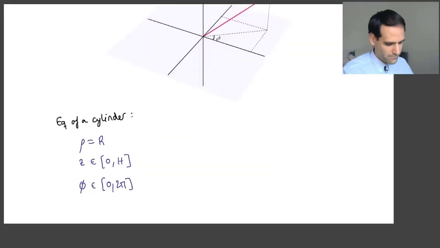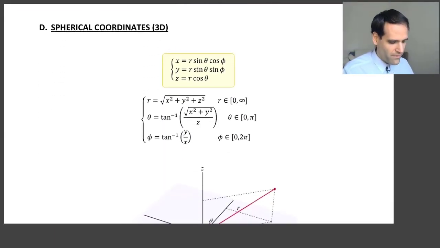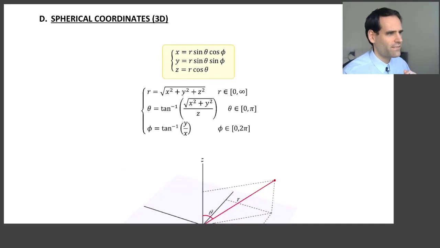Excellent. Next, we can have a look at spherical coordinates. And now things are getting a bit more interesting.